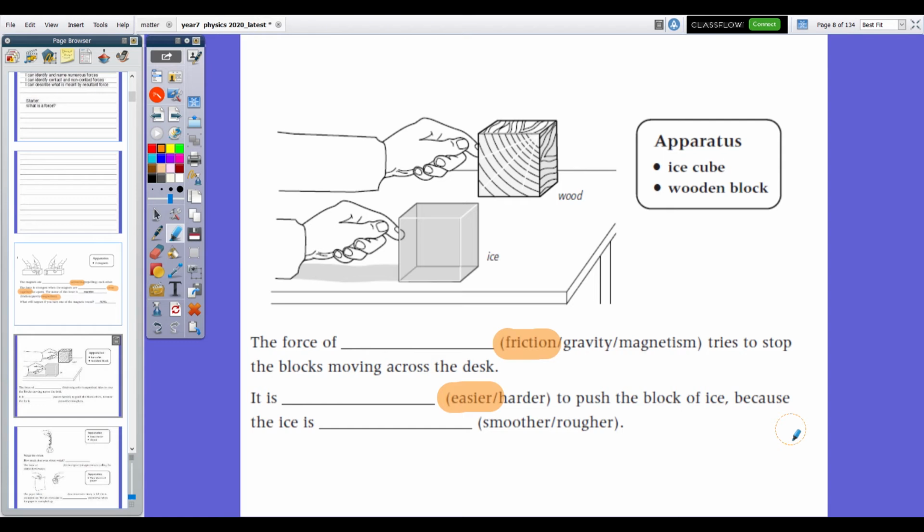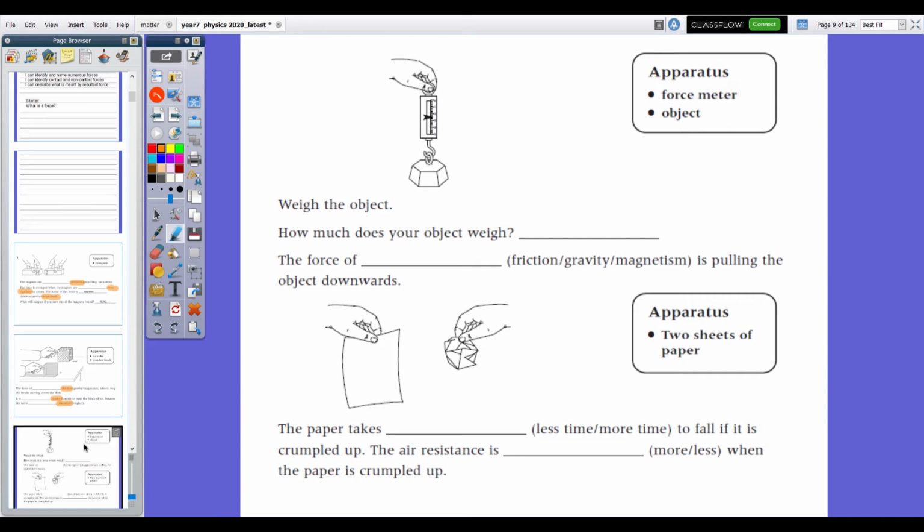And that's because the surface of the ice is very smooth, and so it generally just moves easier across the desk. So friction is caused by really rough surfaces, and so the smoother the surface, the easier it is. Let's move on.